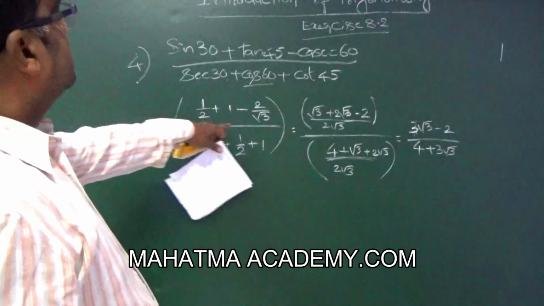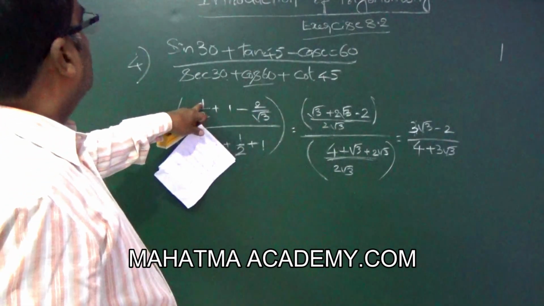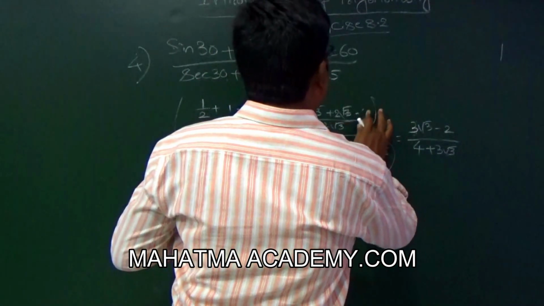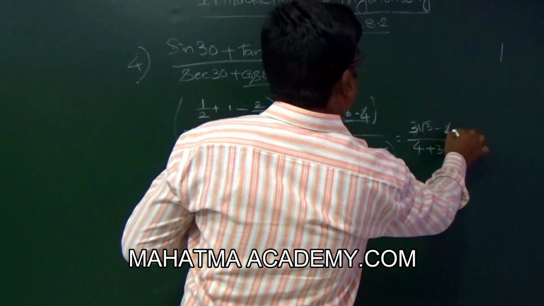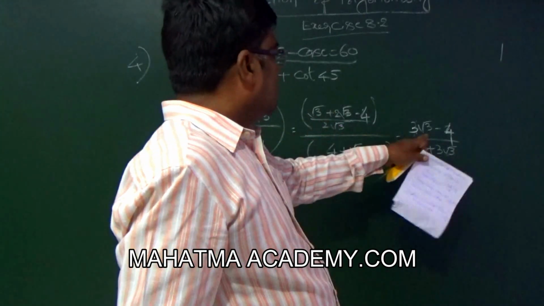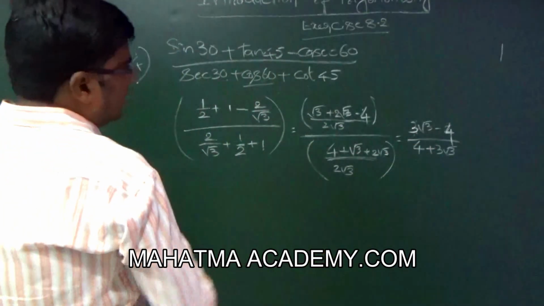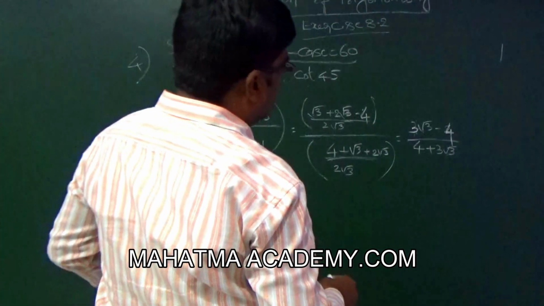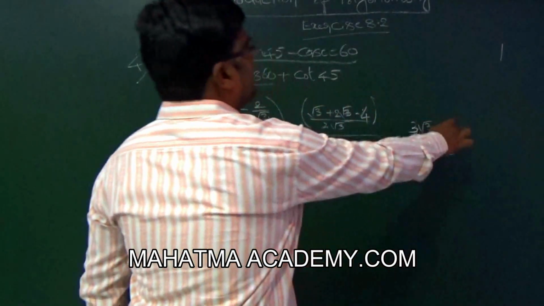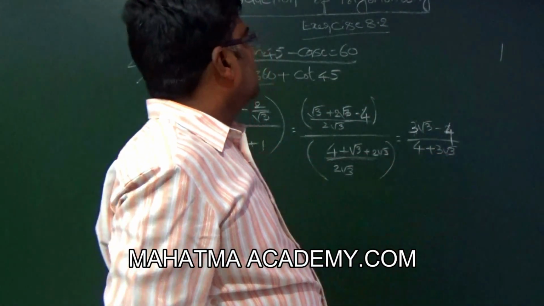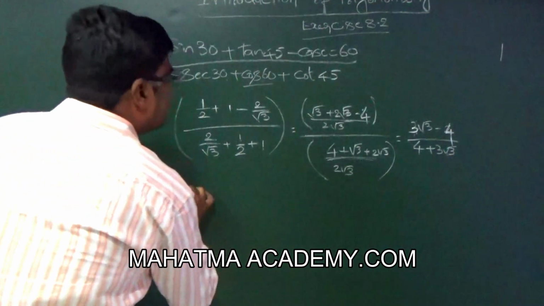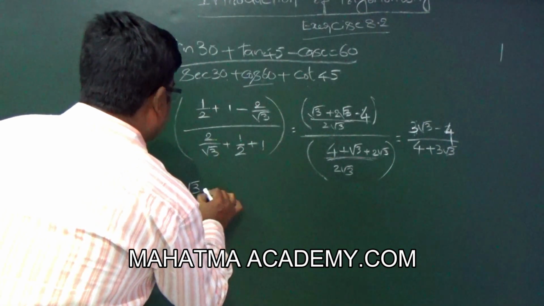This is 2 root 3, the LCM. Root 3 plus 2 root 3 minus 4. Here it is minus 4. This is the result for simplifying this one. So this is 3 root 3 minus 4 upon 4 plus 3 root 3. Next, simplify that one and we will get the final result.